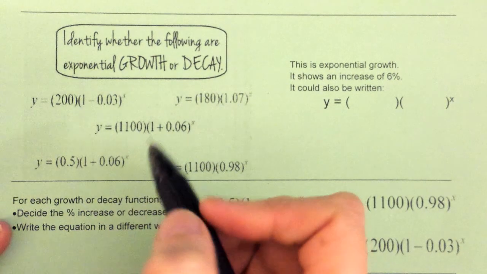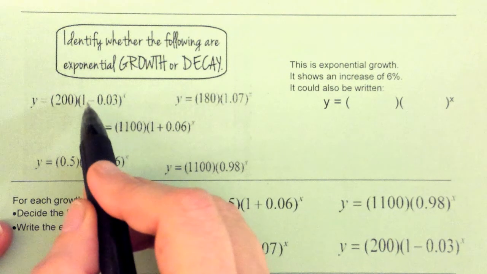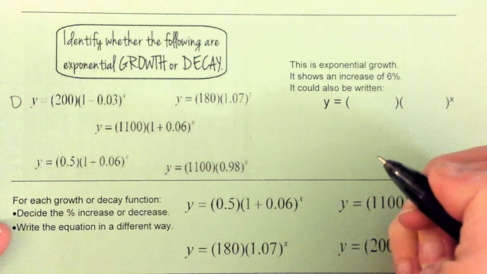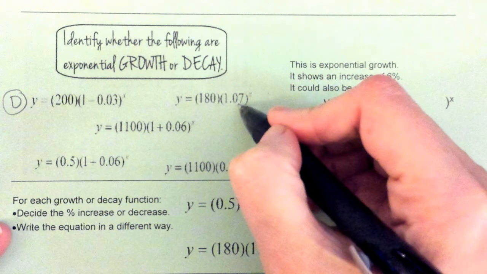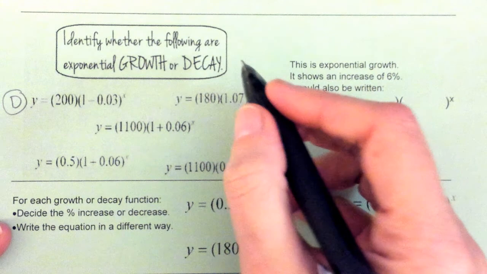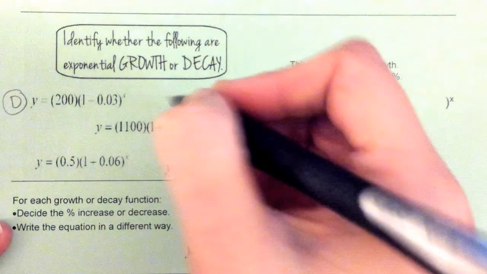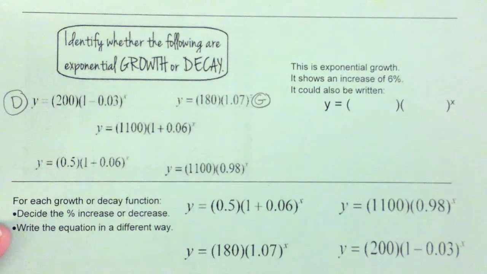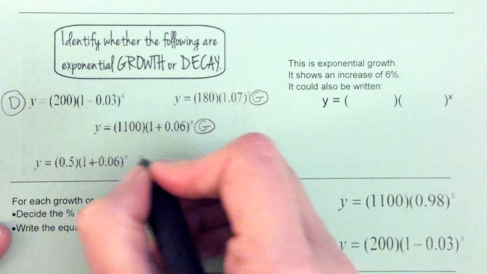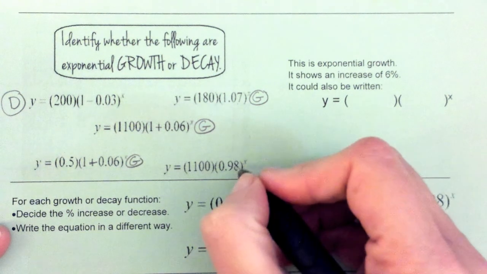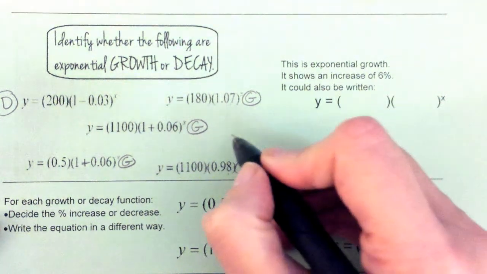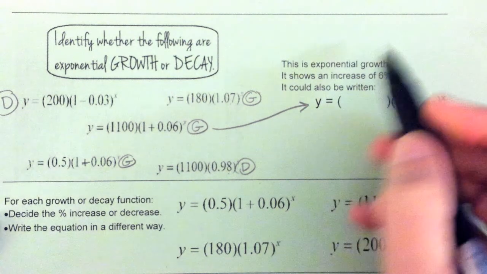So, let's take a look at these now. If I look at this, if I'm subtracting, what am I doing? I'm decreasing, so this is decay. For this one, is it over 1 or less than 1? If it's bigger than 1, just like we said before, it was growth. So this one is growth. I'm adding, so that one's growth. That is actually a plus sign, and so that is growth. This is less than 1, so it's decay. Now, if I look at this one right here, this one is growth.